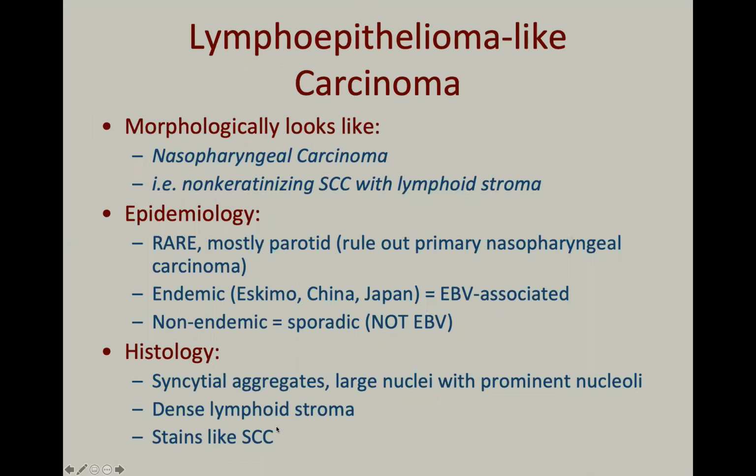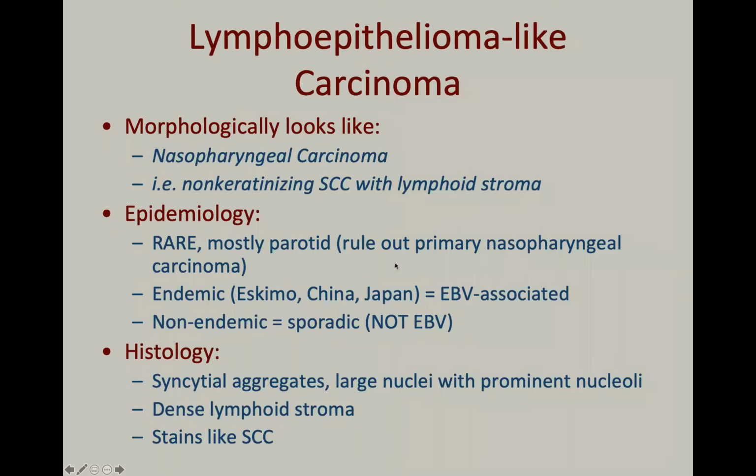The last one I will mention is lymphoepithelial-like carcinoma, and then, oh good, 9:55, right on time. This sort of looks like a nasopharyngeal carcinoma, meaning non-keratinizing SCC with lymphoid stroma. This is very, very rare. And if you see it, one would want to rule out that the patient does not have a nasopharyngeal mass, meaning it's not a nasopharyngeal carcinoma that metastasized to the parotid.